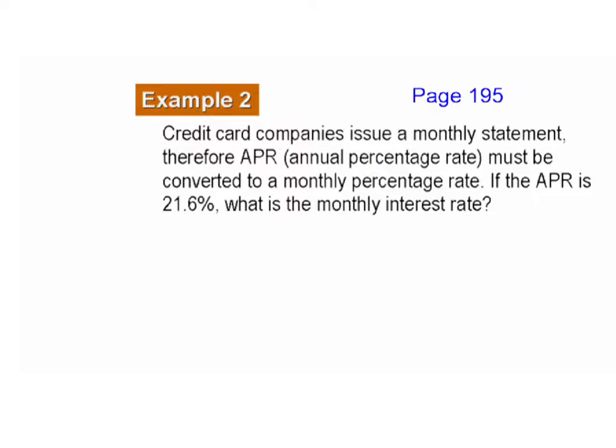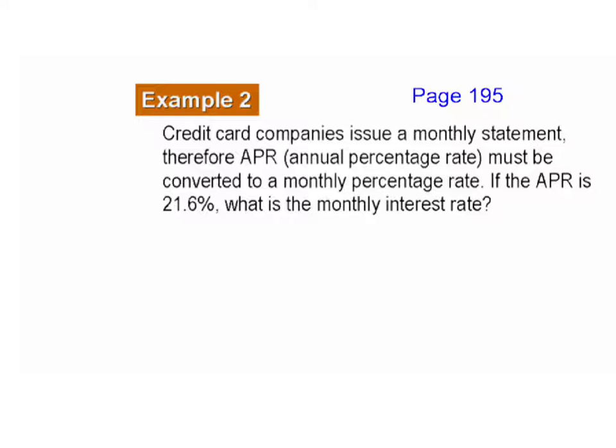Here's example 2 on page 195. It says credit card companies issue a monthly statement, and therefore APR, annual percentage rate, must be converted to a monthly percentage rate. If the APR is 21.6, what is its monthly interest rate?